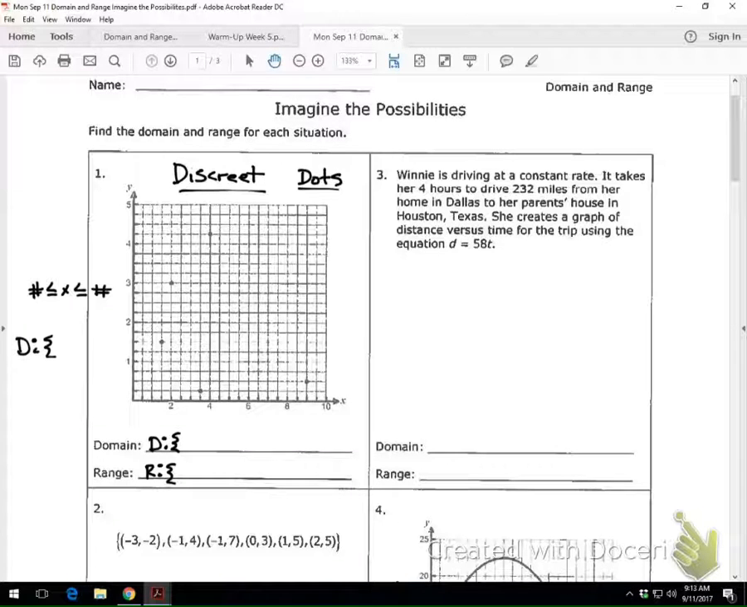Okay, so here's how you do this. You start with the very left dot and you work your way to the right. It's just like reading. Every one of you reads from left to right. You don't read right to left. Okay, so you start with the very left dot, right here. And you're going to draw a line straight down to the x-axis.